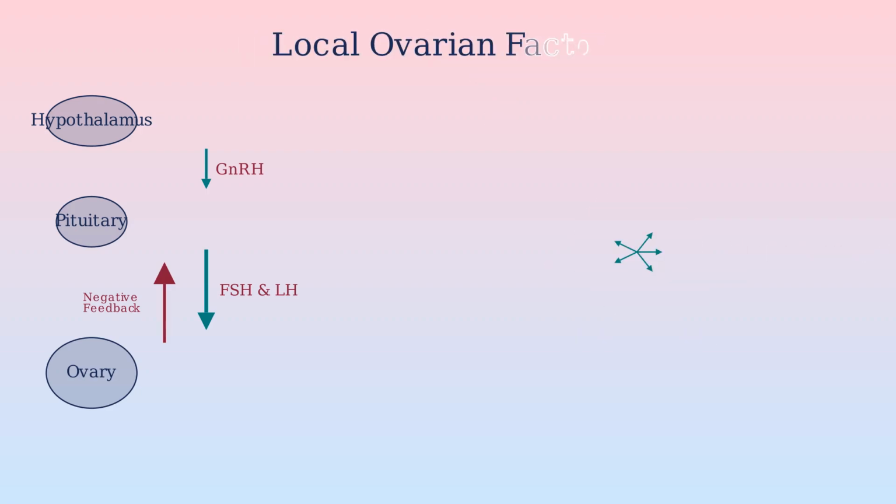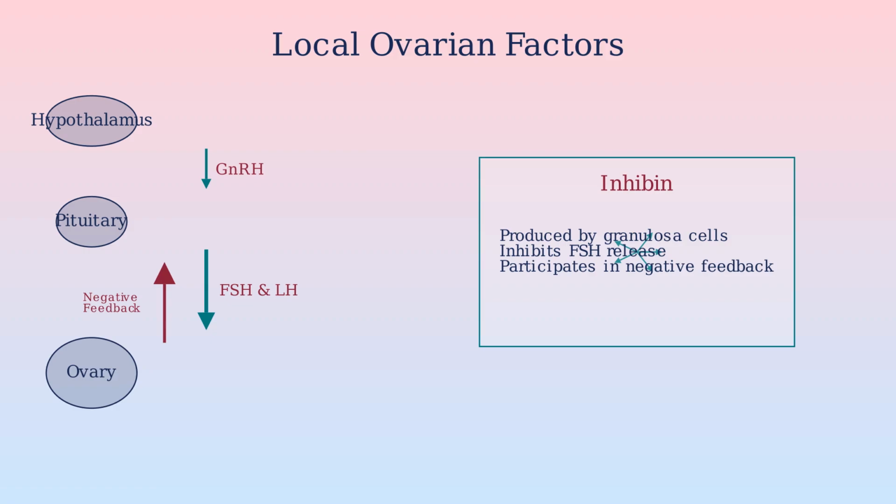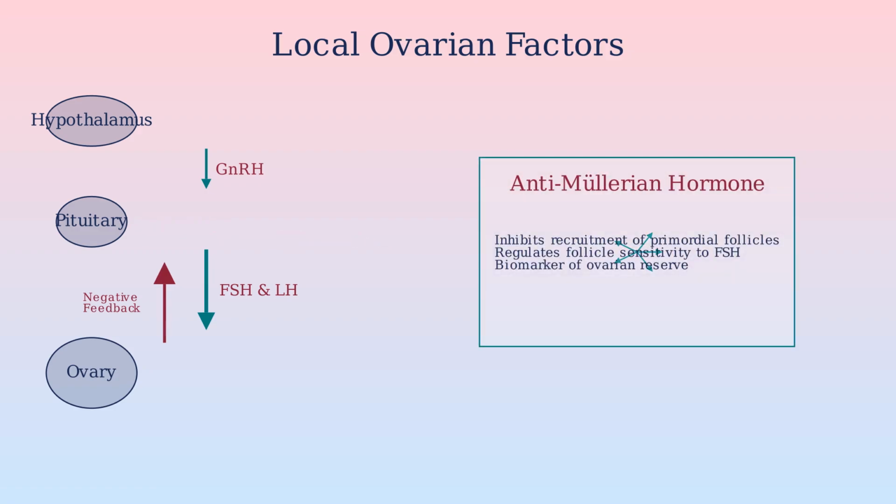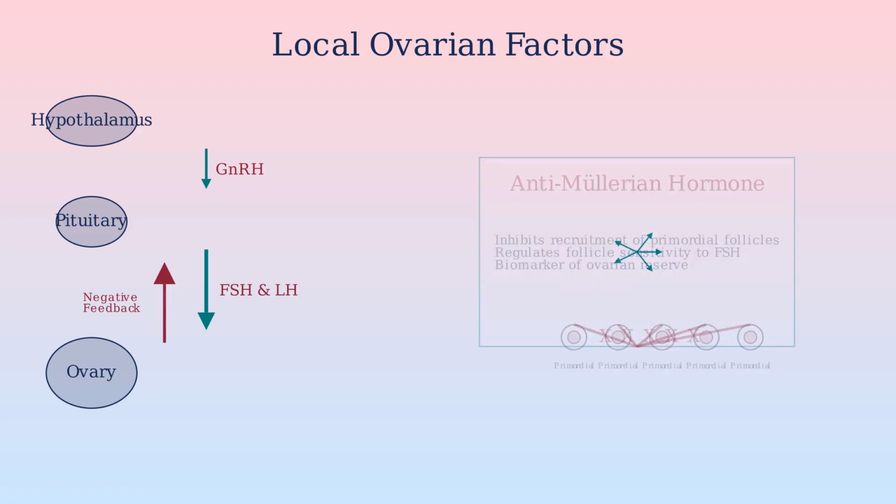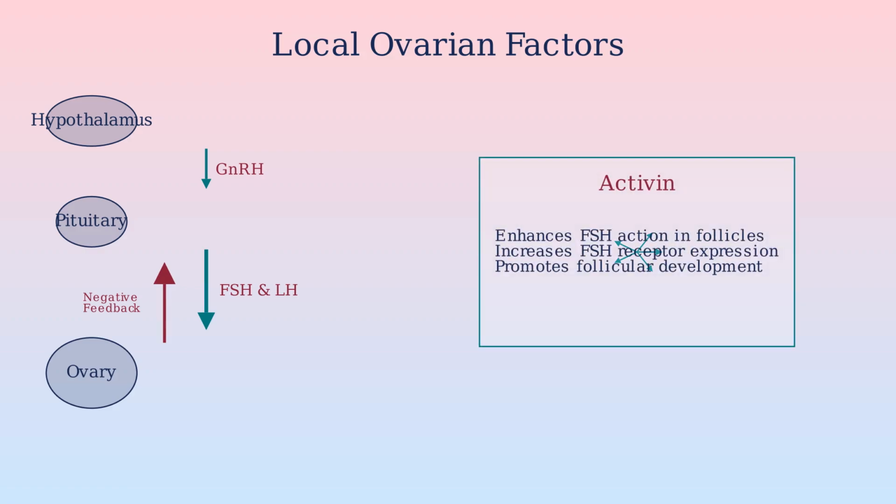Beyond the pituitary hormones, several locally produced factors within the ovary play crucial roles in follicular development. Inhibin is produced by granulosa cells in developing follicles and helps regulate FSH secretion through negative feedback to the pituitary. Anti-Müllerian hormone, or AMH, is another important local regulator. AMH helps regulate the rate of follicular recruitment and modulates follicle sensitivity to FSH, serving as an important biomarker of ovarian reserve. Activin enhances FSH action within the follicle and promotes granulosa cell proliferation.